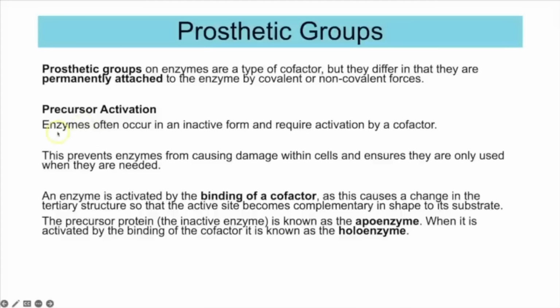Precursor activation is when enzymes often occur in an inactive form and they require to be activated by a cofactor so that they can actually work. And this prevents enzymes from causing damage within cells and it ensures they are only used when they are needed. An enzyme is activated by the binding of a cofactor, as this causes a change in the shape of the tertiary structure so that the active site now becomes complementary enough in shape to its substrate for it to bind.